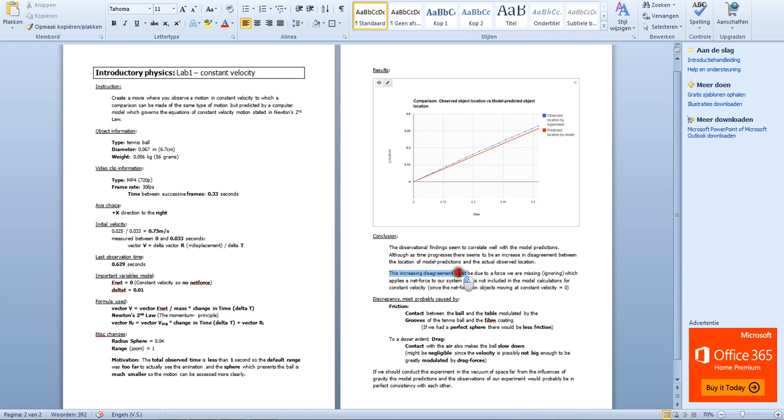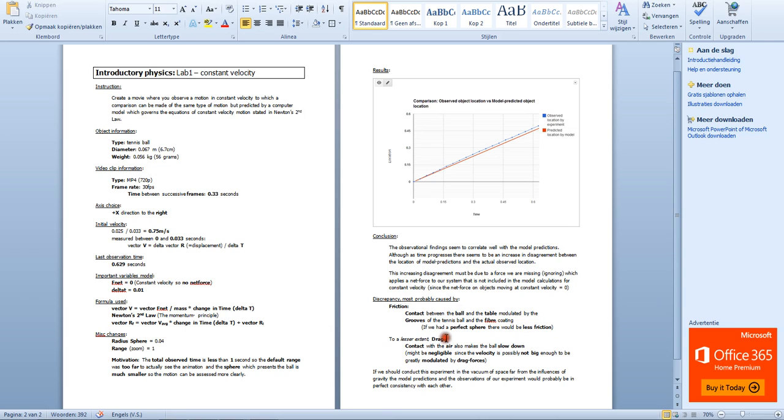This increased disagreement must be due to a force we are missing or ignoring, which applies a net force to our system that is not included in the model calculations for constant velocity, since that's always zero. This discrepancy is most probably caused by friction, which is a contact between the ball and the table, probably modulated by the grooves of the tennis ball and the fiber coating, which means if you had a perfect sphere, there would be less friction.